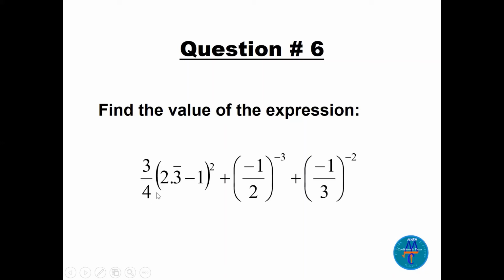3 over 4, inside the bracket, I have 2.3 dash minus 1, all squared, plus minus half all to the power minus 3, plus minus 1 over 3 all to the power minus 2. Now, I think the problem lies here. This is an easy fraction. 2.3 dash: if you don't know what is dash, I will tell you now. 2.33333, it's a repeating number. So that's a rational number. That means there is a fraction equal to that number.